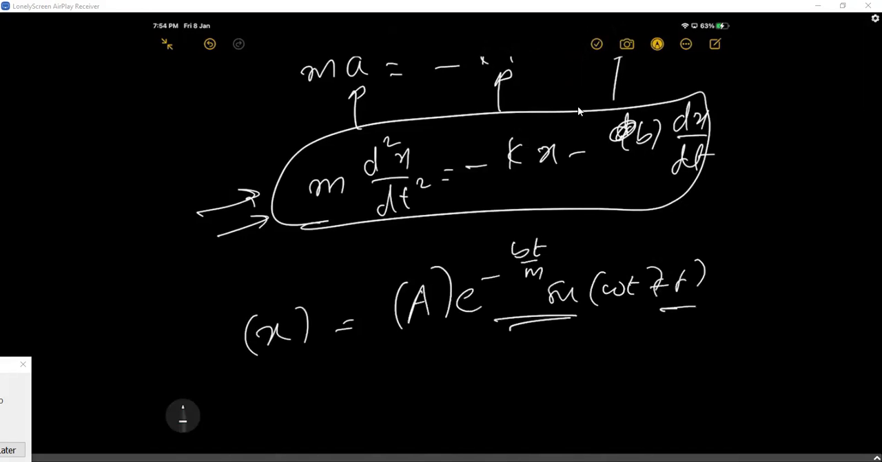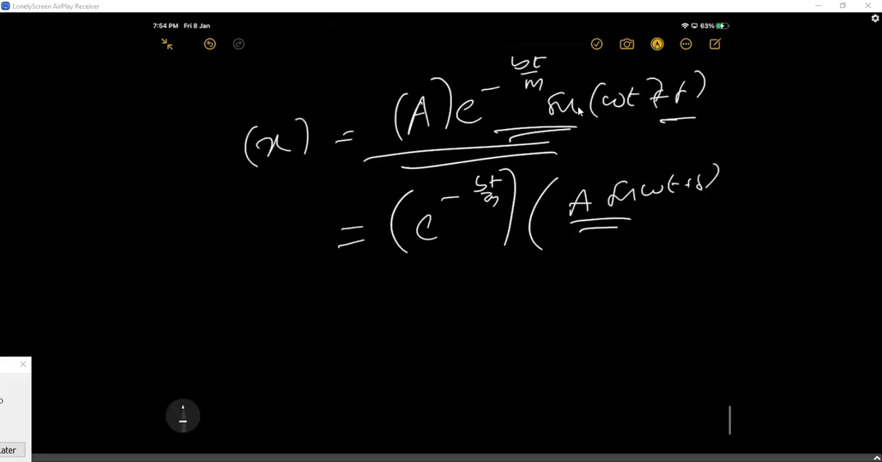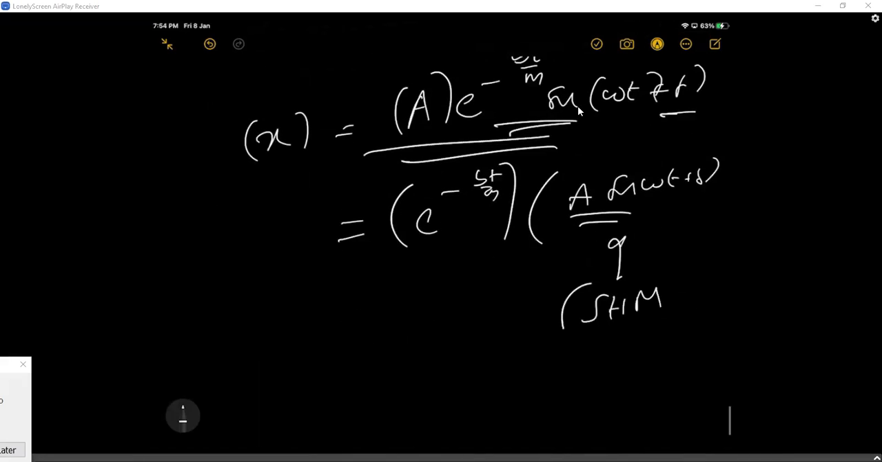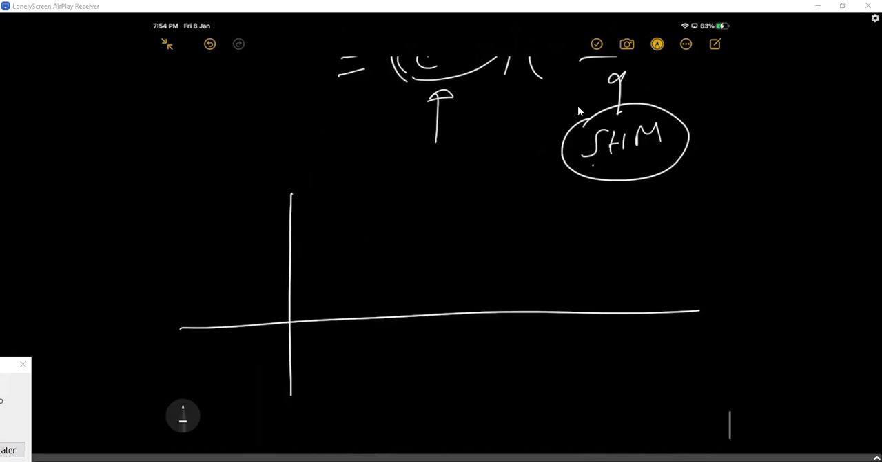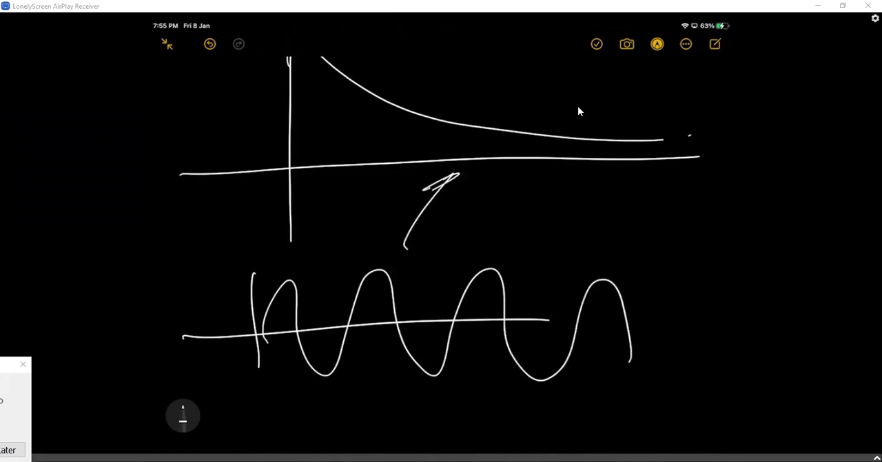You might not understand what happened here, but I'll tell you what it is. Take this e power minus bt by m part left out and look at a sine omega t plus delta. So he is talking about an SHM only, except there is an exponential function, whose graph looks like this. There is an SHM equation multiplied with this equation. Can anybody guess what it looks like? Okay.